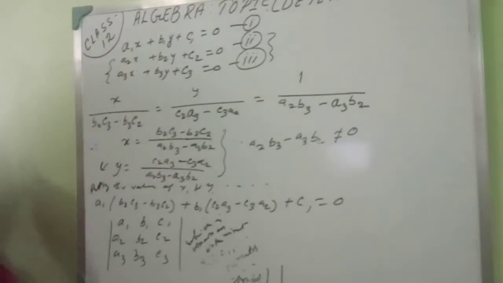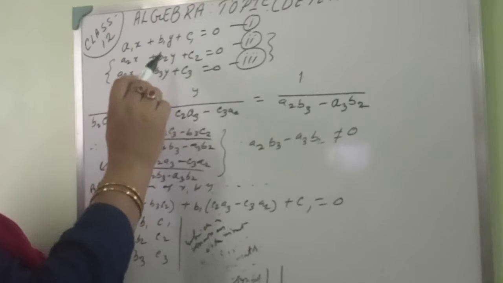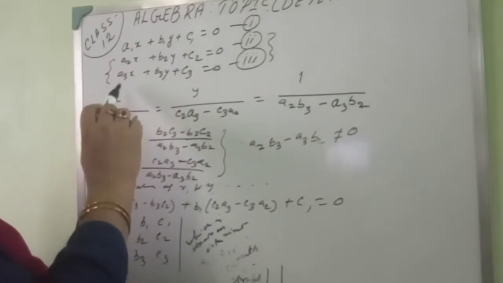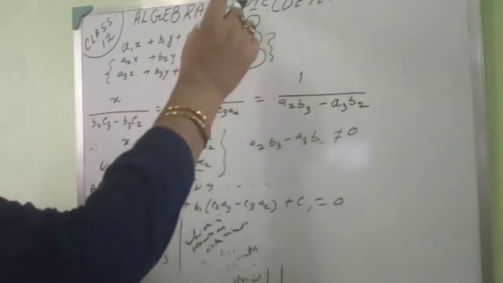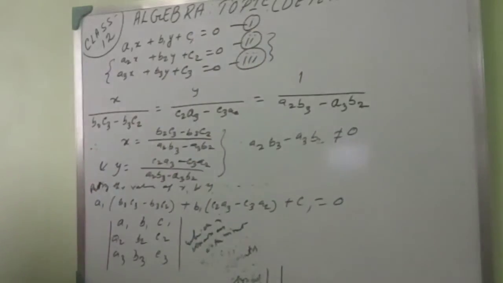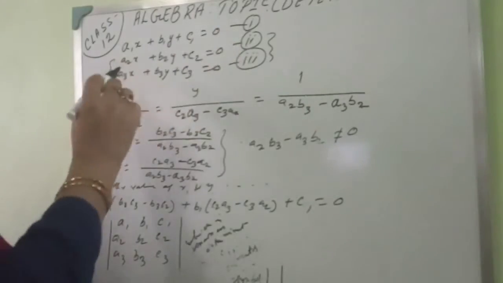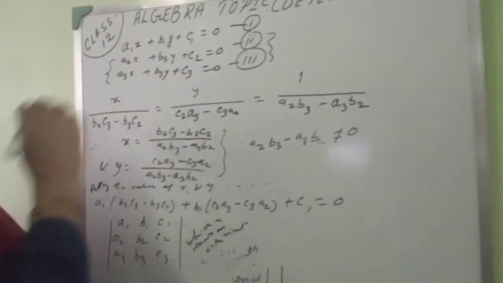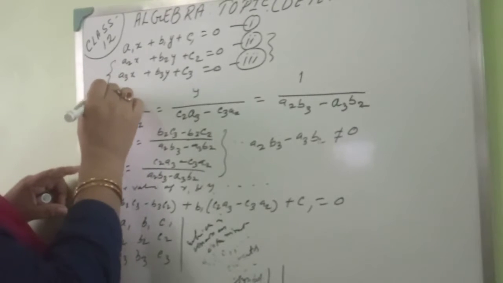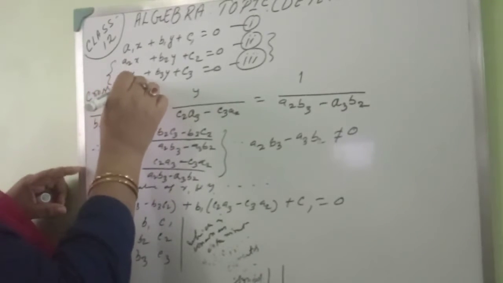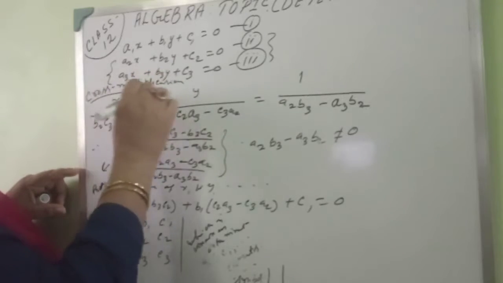There are three linear equations: a1x plus b1y plus c1 equals 0, a2x plus b2y plus c2 equals 0, a3x plus b3y plus c3 equals 0. Okay, now there are three equations. Let us solve equation number 2 and equation number 3 by the cross multiplication method. The cross multiplication method you have done in class 9.